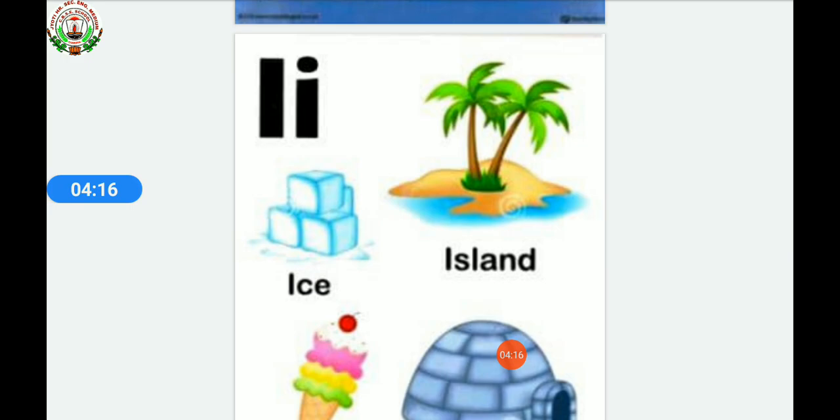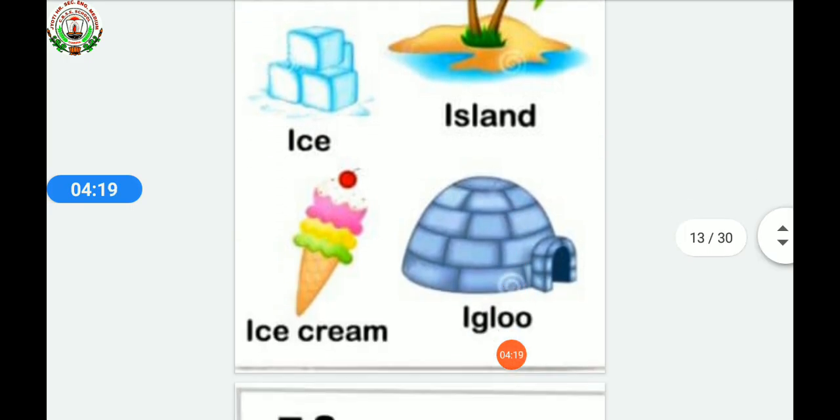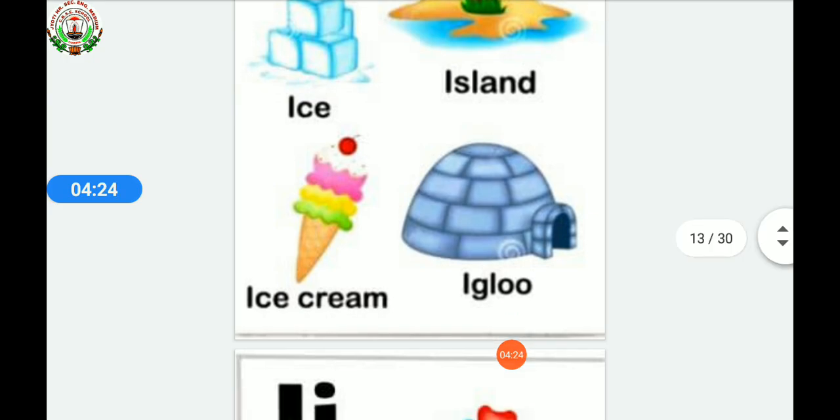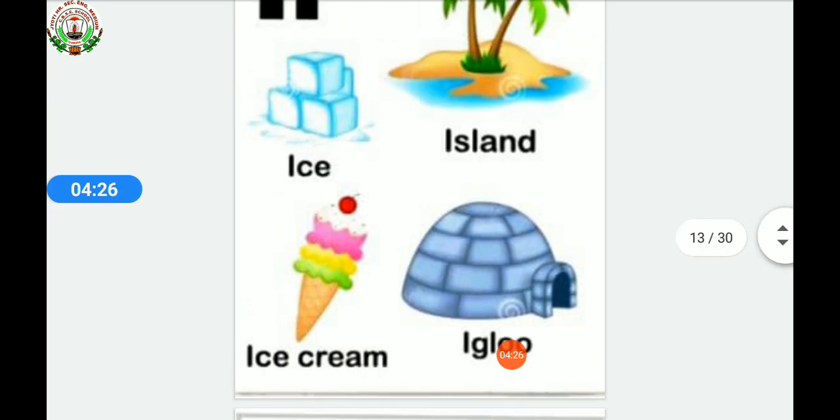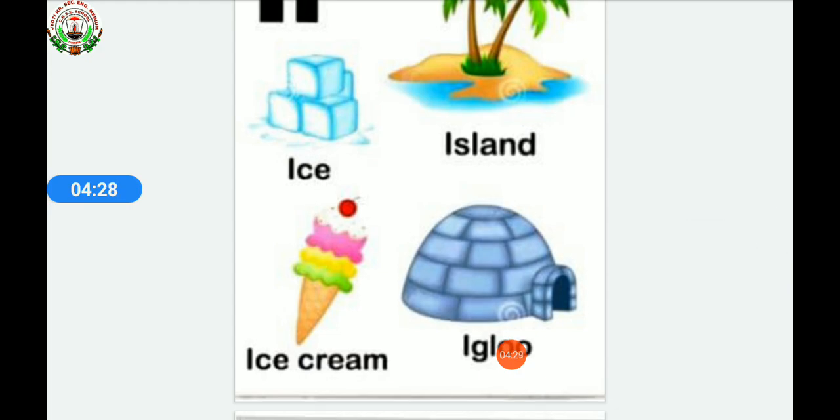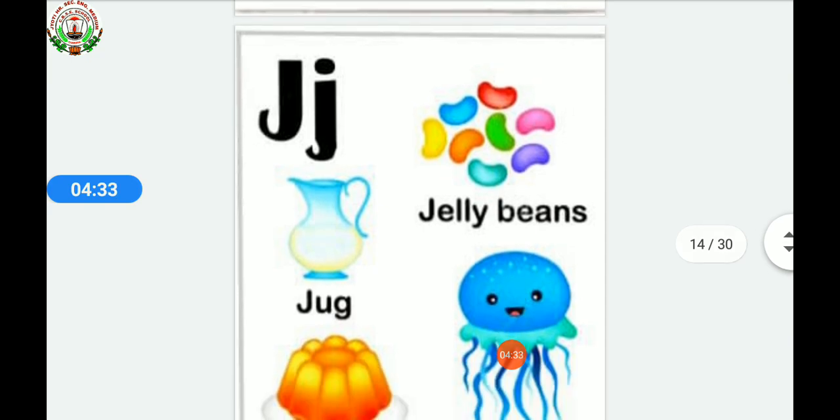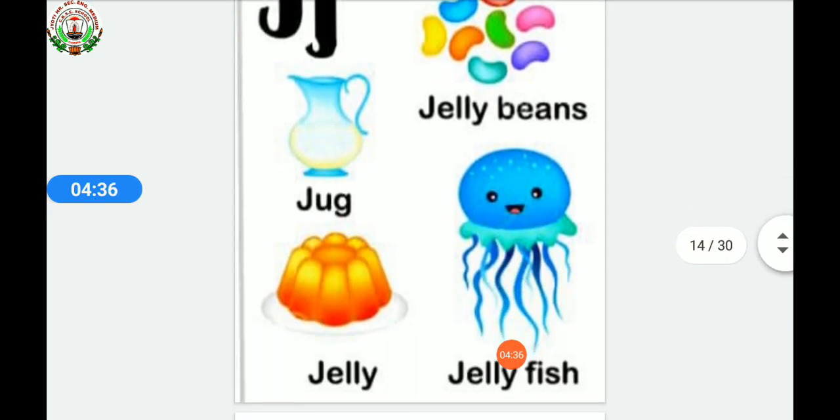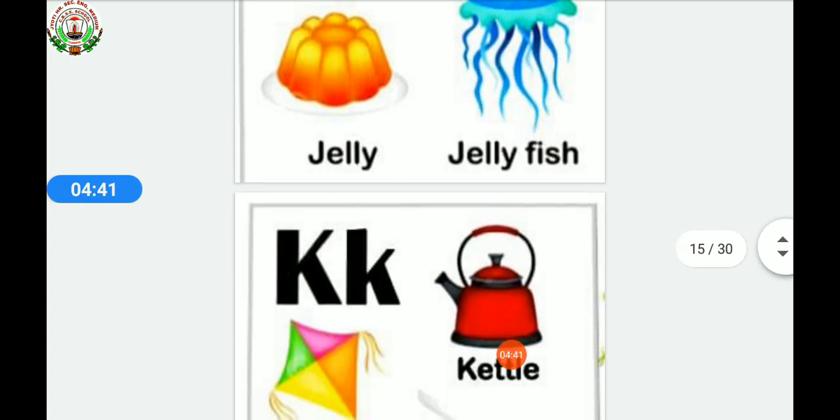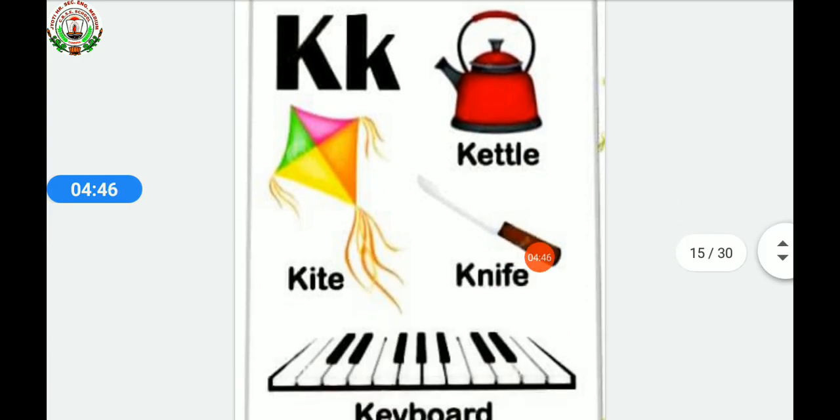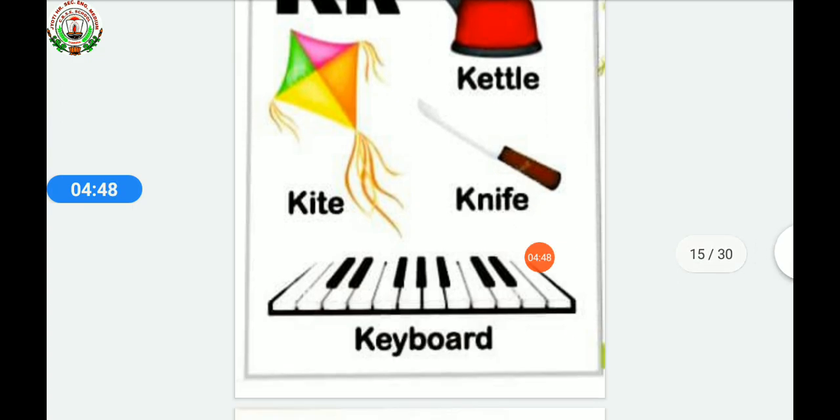Next is I. I for ice, I for island, I for igloo and I for ice cream. You all love to eat ice cream, isn't it? And the word ice cream starts with the letter I. Next letter is J. J for jug, J for jelly beans, J for jelly and J for jellyfish. Next letter is K. K for kite, K for kettle, K for knife and K for keyboard.